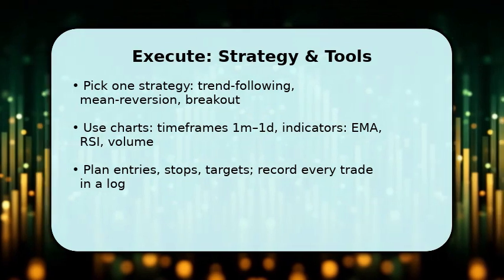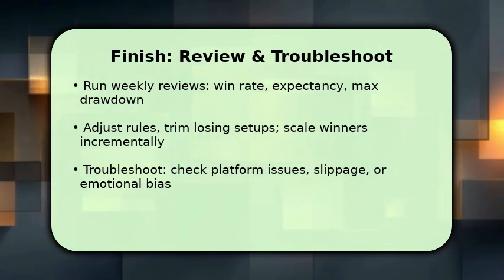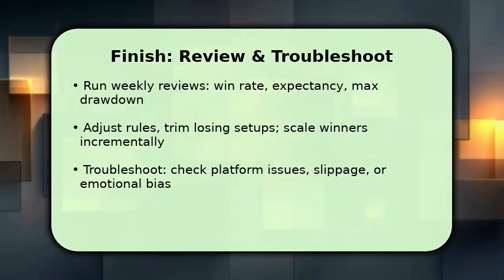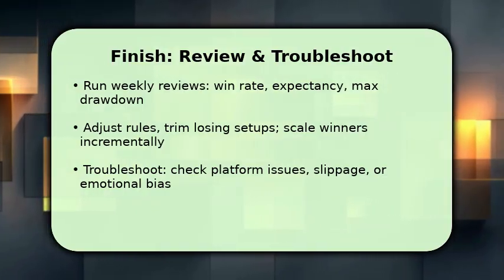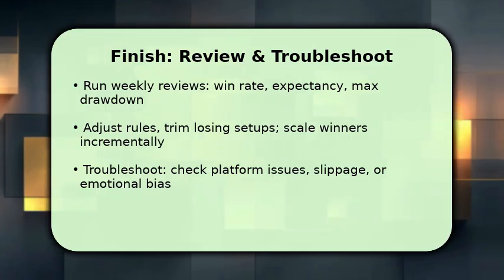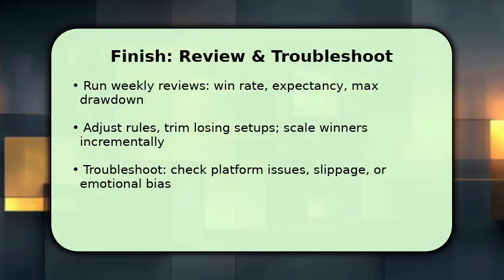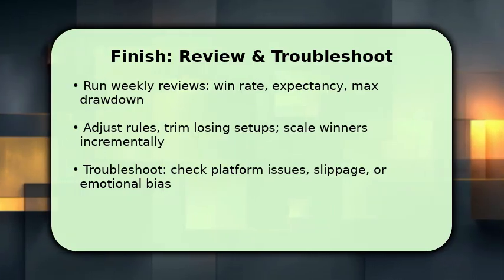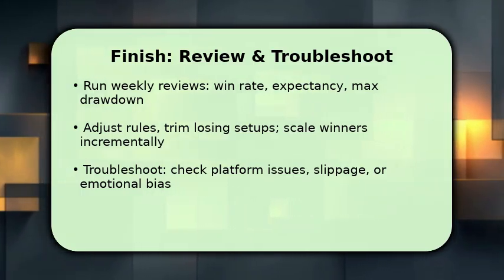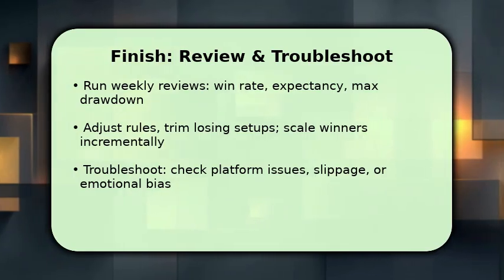You finish each trading cycle by conducting a weekly review focusing on win rate, expectancy, and maximum drawdown to measure real progress. Then, adjust rules. Trim setups that consistently lose and scale winners incrementally while controlling position size. Make sure taxes and record keeping are in order.